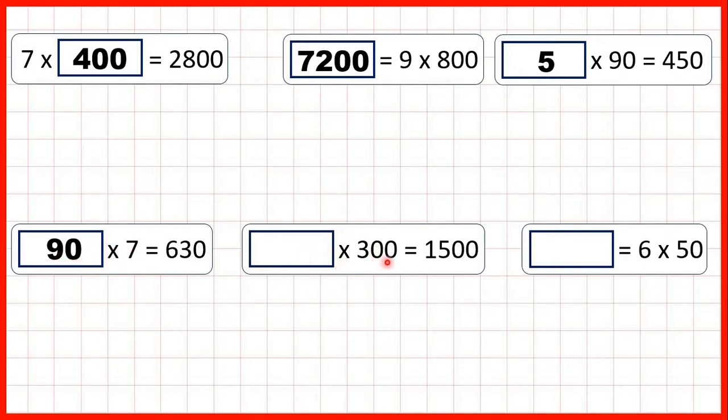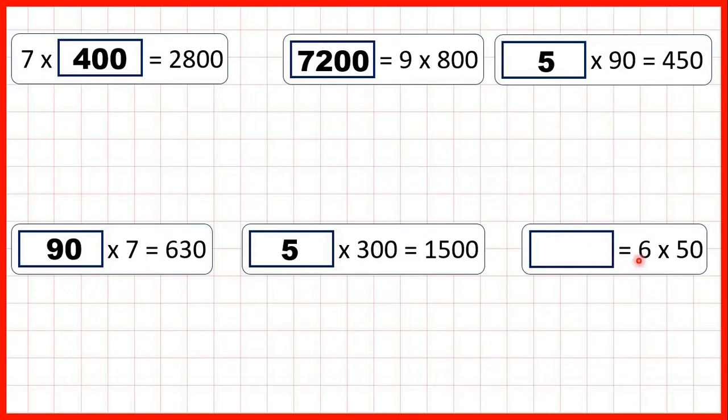What times 300 equals 1,500? Well, 5 times 3 is 15. We have two end zeros in our answer, but we already have two end zeros in our question, so our missing number is just 5. 5 times 3 is 15, and then because there's two end zeros in the question, there's two end zeros in the answer.